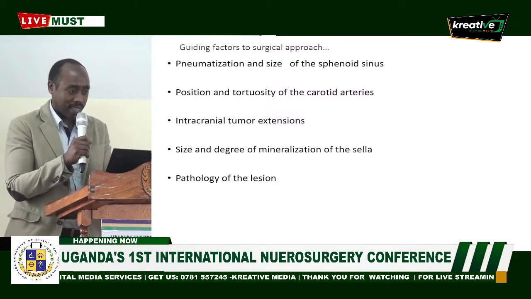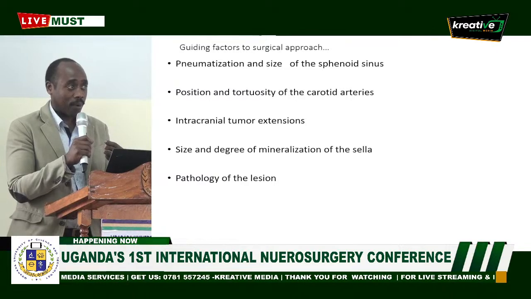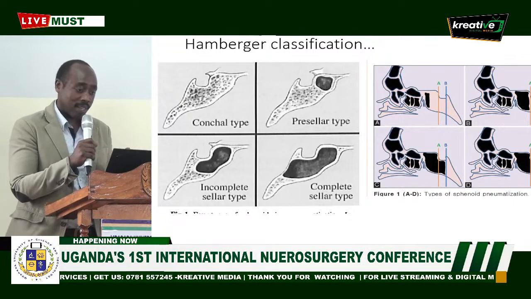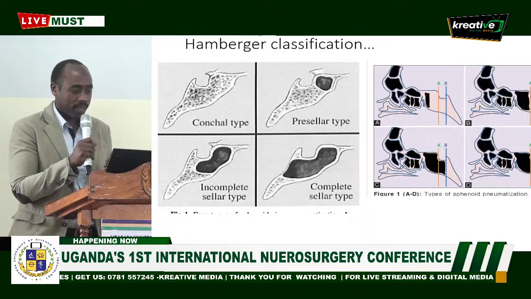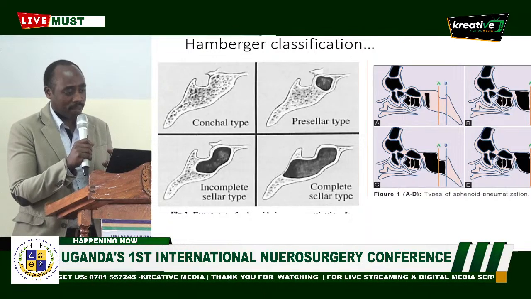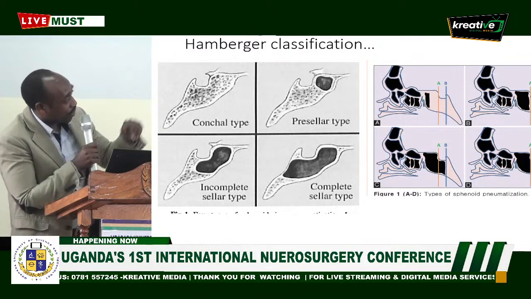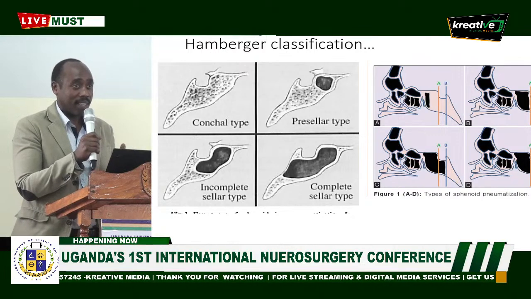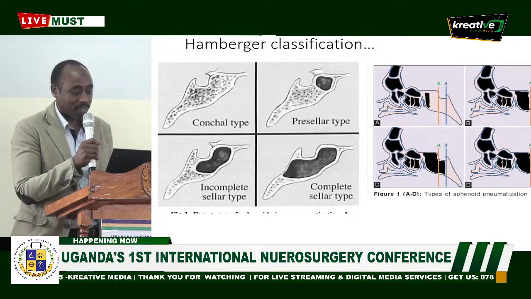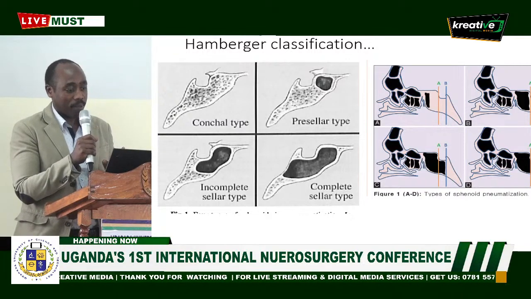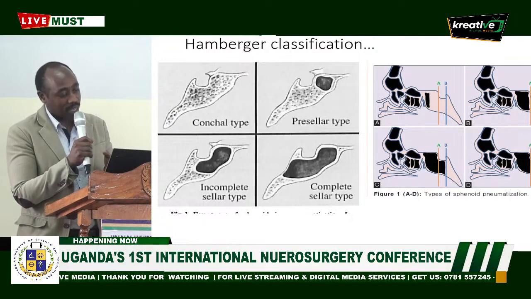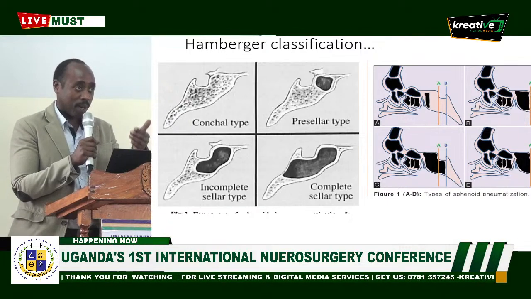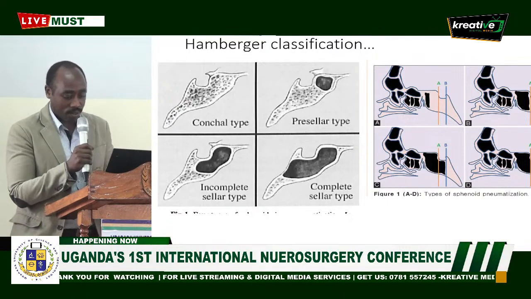Again, we look at this slide, which is going to guide us when we're going to do transsphenoidal approaches. According to the Hammer classification, there are various classifications of the sella itself. There is the presellar type, which you can read there. There is a conchal type. The conchal type definitely is a contraindication to transsphenoidal approaches. Then the ones that are very favorable are either a complete sellar or an incomplete sellar. So once you have all this in the preoperative images, it further guides your surgical approach.